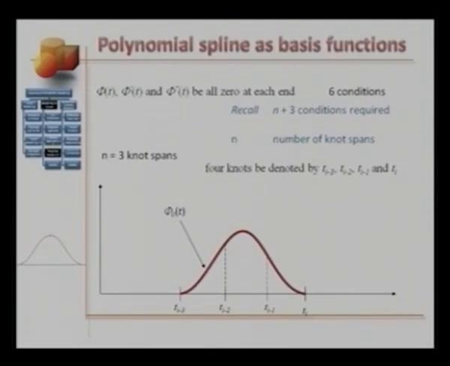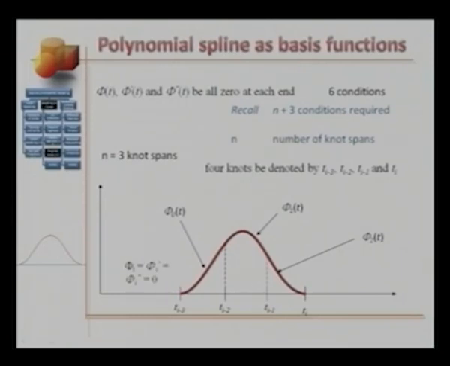The first segment is phi sub 0 t. The second segment is phi sub 1 t. And the third segment is phi sub 2 t. Each segment will be standing over a single knot span. All we need to do is figure what phi 0, phi 1, and phi 2 are.